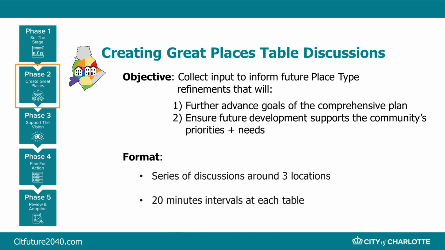Next up is a series of table discussions that are designed to collect feedback which will inform future refinements to place type designations, as well as next steps in the planning process. There are 3 different table discussions for this geography. Each discussion is expected to take 20 minutes. If you'd like to participate in all 3 discussions, please stand at the sound of the bell and rotate to a new table. You may choose to spend more or all of your time at one table. If this is the case, please stay seated during the rotation.